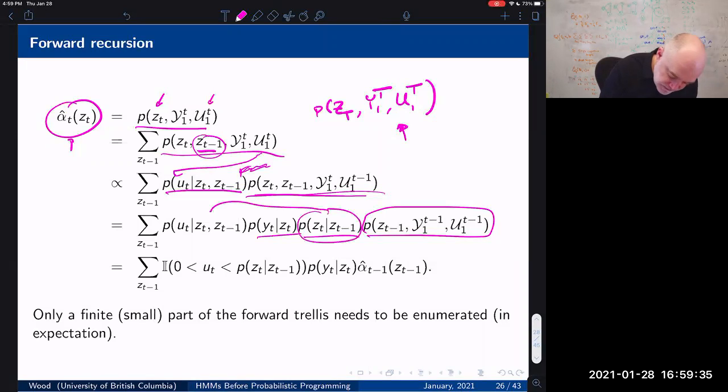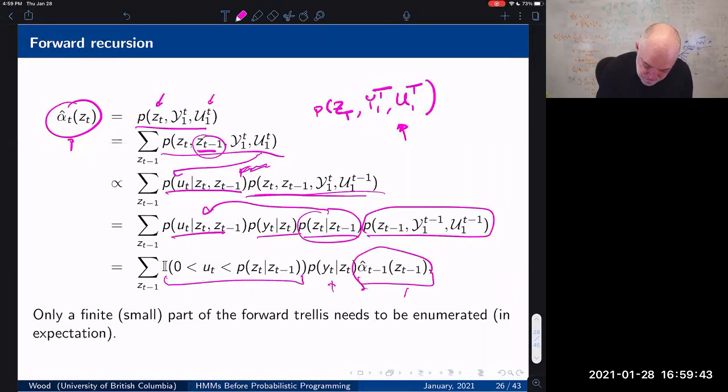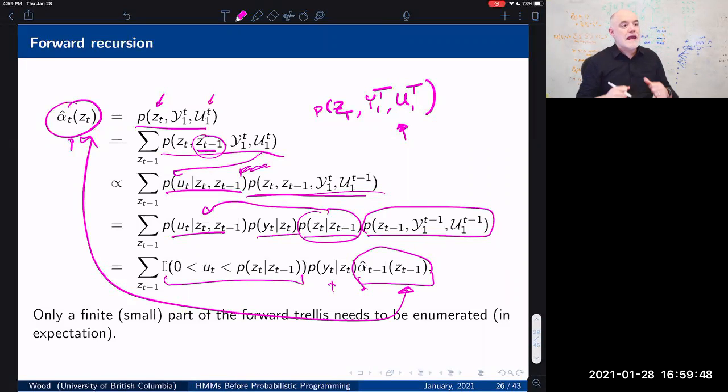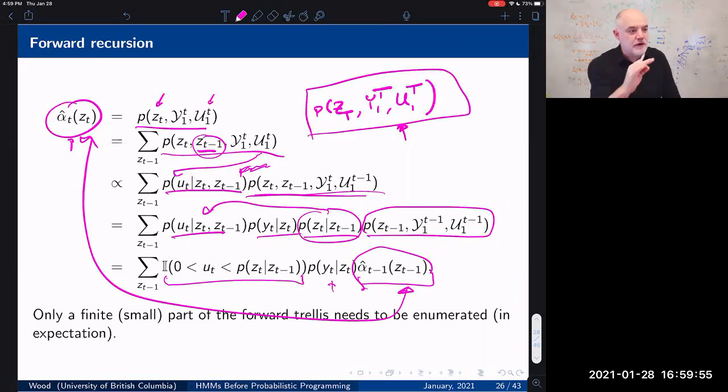If you combine this with this, by the definition of this, what's left is this indicator function times a likelihood times a recursive thing like this. So we are able to use a polynomial time computation to compute a very important marginal distribution. We can actually marginalize and sample from Z_T given everything exactly, because we can compute this value. Z big T, that is, the last latent state.